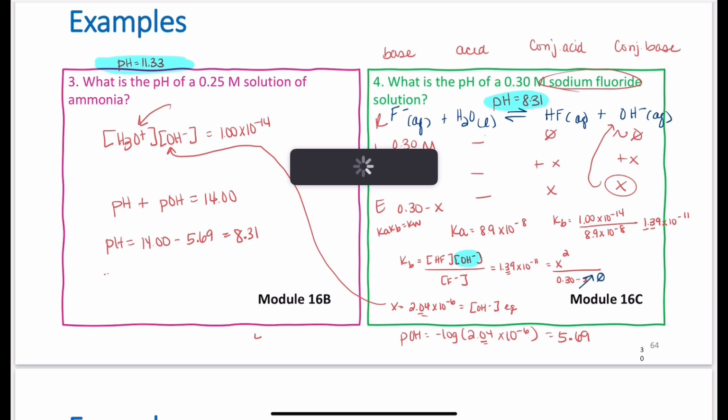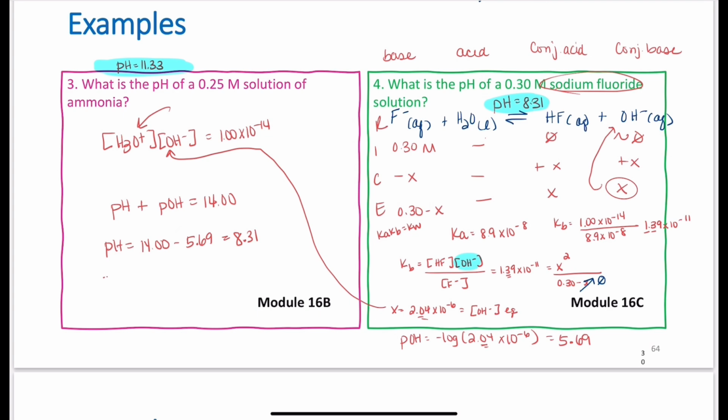My assumption, okay, I truly don't know where it stopped talking because the app froze again. So hopefully you guys heard me, but I said I had made the assumption that the x down here was very negligible compared to 0.3, so I ignored it to simplify the math up here, but I need to check that assumption.